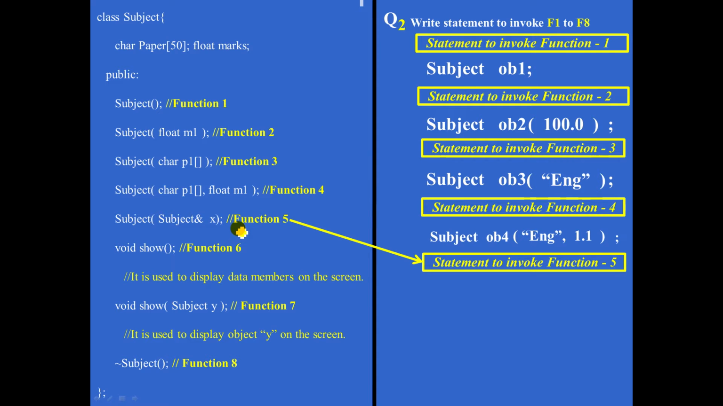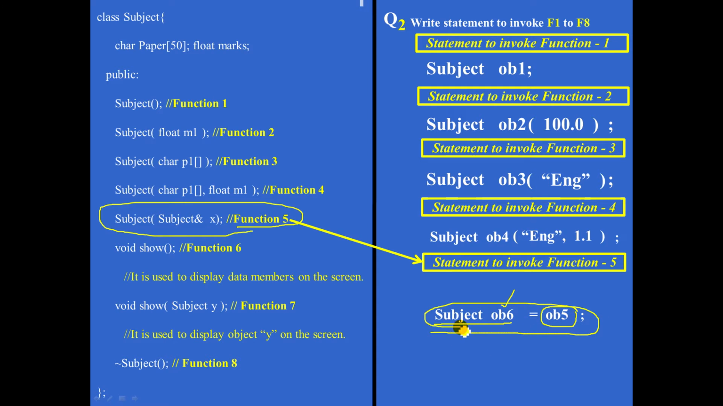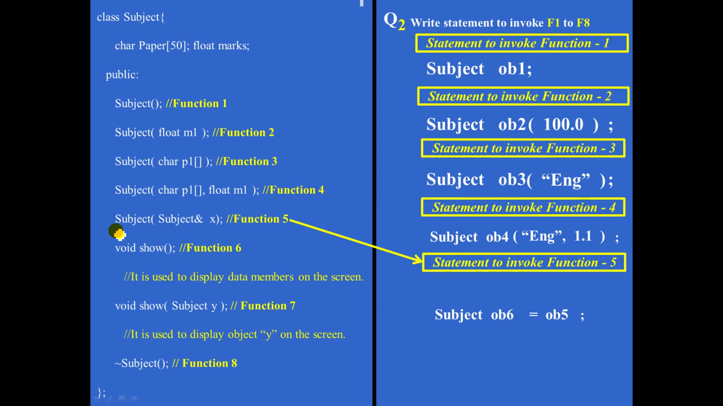Now function 5 is a copy constructor. In order to invoke a copy constructor, the method is you declare an object of a class, and if this object is initialized using another object, the compiler will automatically call the copy constructor. So in order to call a copy constructor, you declare an object and initialize it using another object. Now this is an object of a class that must be declared. So this statement will invoke the copy constructor, that is function 5.